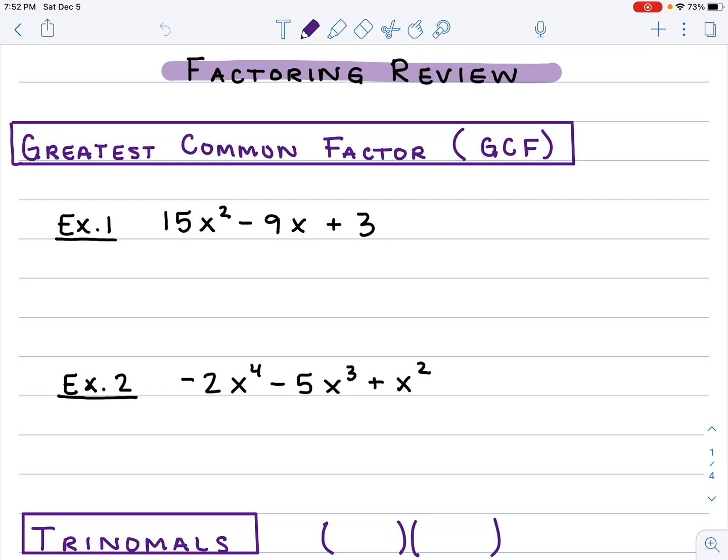Hi guys, today we're going to be doing factoring review. All these methods I'm teaching today you've learned back in Algebra 1. We're just going to quickly refresh them and do some examples. We're going to be learning 3 different methods today. We're going to be doing GCF, basic trinomials, and then difference of squares.